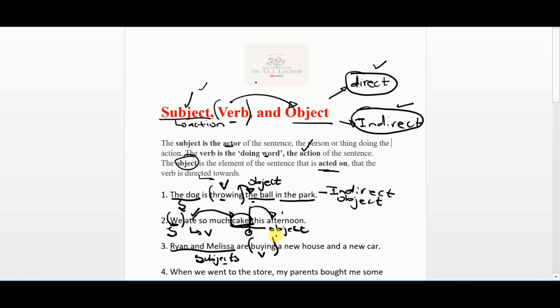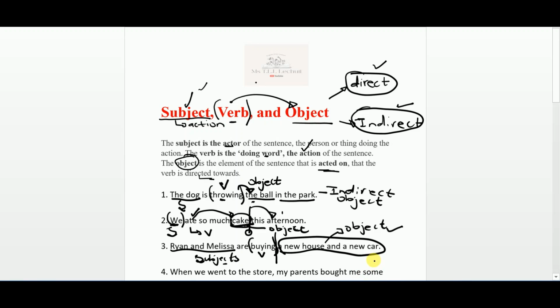Remember, we pause where the verb is in order to identify an object. The question is, what are they buying? They are buying a new house and a new car. So collectively, both a car and a house, both of them become our objects. So whatever is affected by the action of the verb becomes what? Your object.